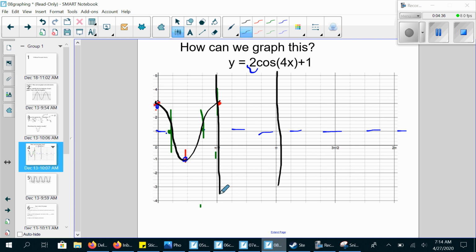And we're going to go from maximum to maximum. Exactly halfway in between, we're going to hit the minimum. Exactly halfway in between these 2 points, we're going to hit our midline. And exactly halfway between these 2 points, we're going to hit the midline. And we've got 5 accurate points to draw the next cycle of our trig function. And we could keep going like that all the way to 2 pi.